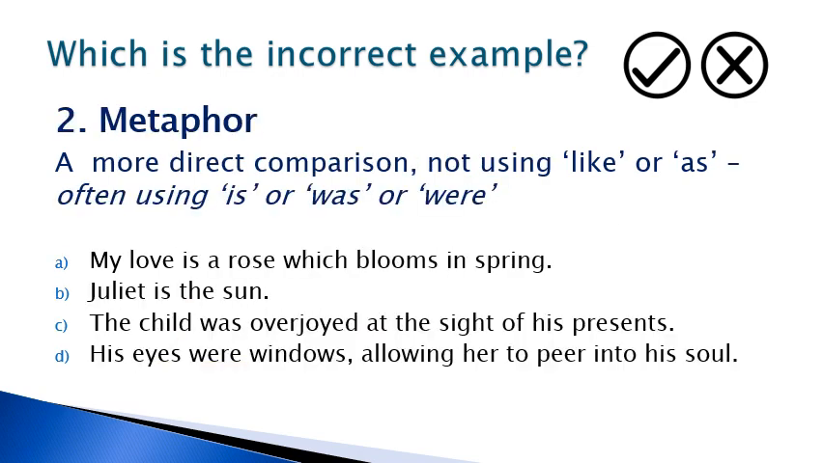Metaphor is a more direct comparison, not using like or as. It often uses is or was or were for a more direct comparison. A: My love is a rose which blooms in spring. B: Juliet is the sun, taken from Romeo and Juliet. C: The child was overjoyed at the sight of his presence. D: His eyes were windows, allowing her to peer into his soul.